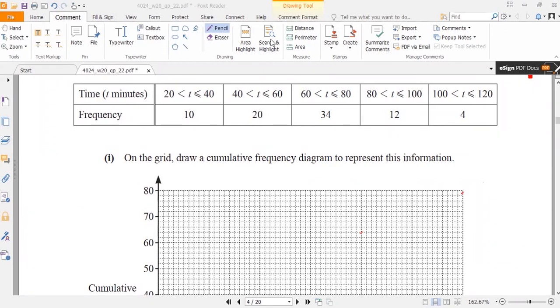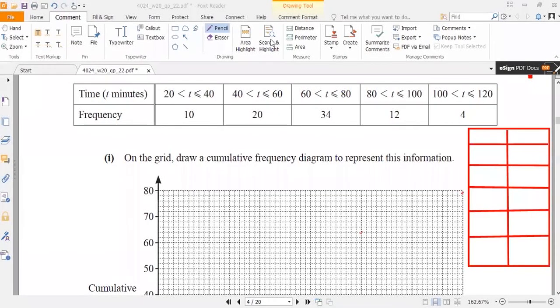So for this, firstly, we need to make the chart. If it is less than or equal to 20, obviously there is no data, so it will be 0. Less than or equal to 40, 10. Less than or equal to 60, it will be 30. Less than or equal to 80, it will be 64. Less than or equal to 100, it will be 76. And less than or equal to 120, 80. Okay, now we need to plot these points.